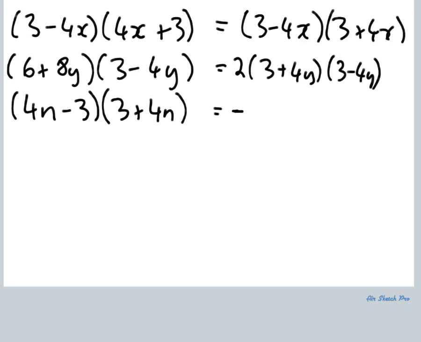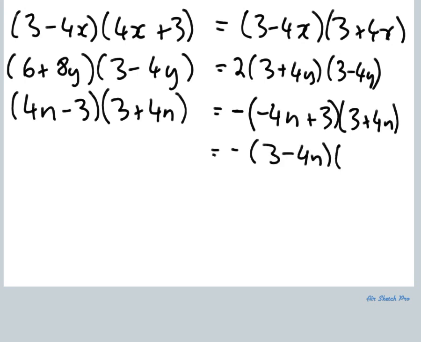So negative, and then have a look. We would have -1 times -4n will give me positive 4n, and then -1 times positive 3 will give me -3. So it becomes -4n plus 3, and then 3 plus 4n. And then I can rewrite that particular first binomial as 3 minus 4n, and then 3 plus 4n. And then you're good to go.